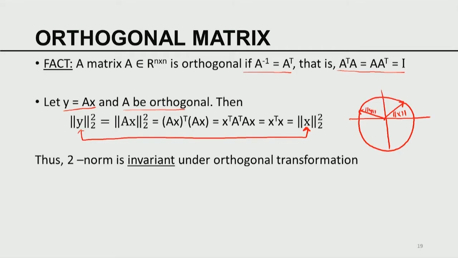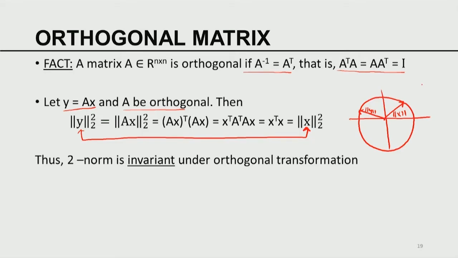If I multiply the vector X by an orthogonal transformation, the orthogonal transformation simply rotates it without elongating it, without shrinking it. The length remains the same, it simply rotates it. So Y is simply a rotation of X. That's the fundamental property that I would like to emphasize at this moment. The 2-norm is invariant under orthogonal transformation. This is going to be very useful in the development of QR algorithms.